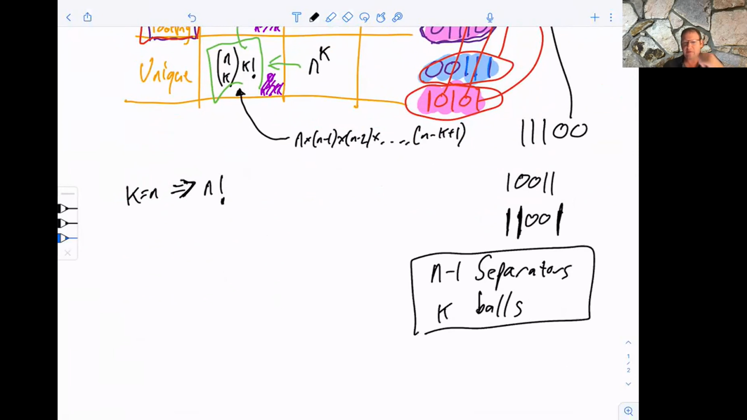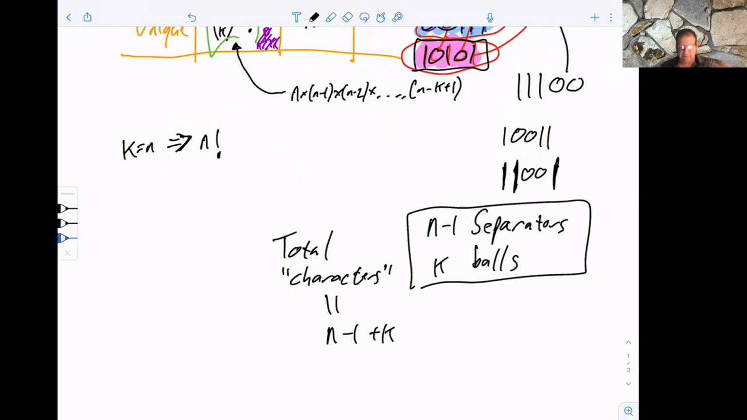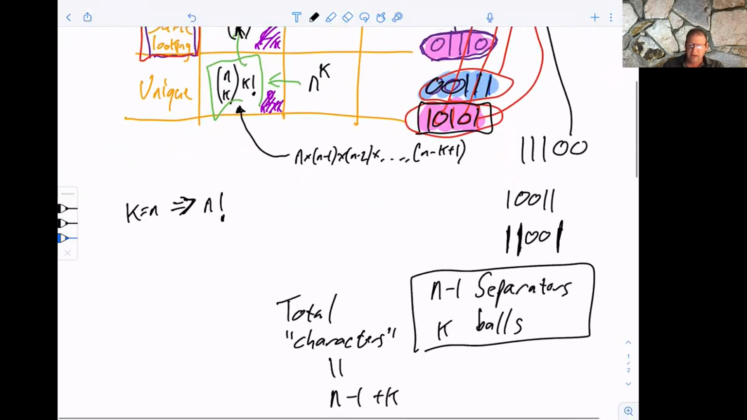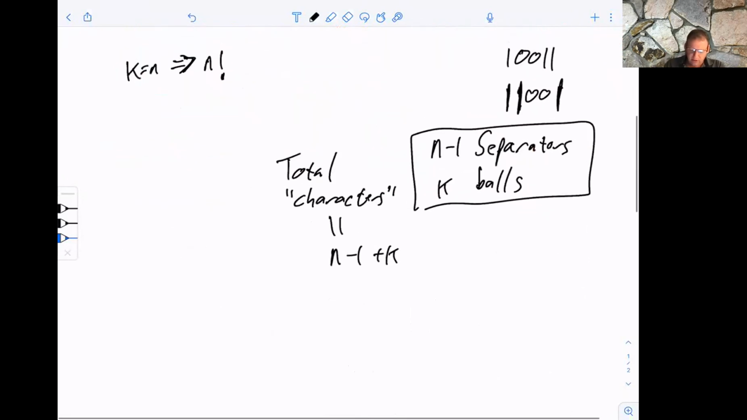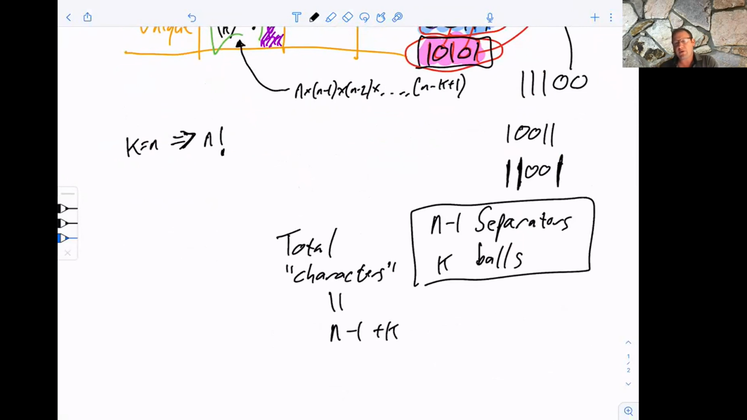Now the point is, we could speak now not about balls into bins, but about an arrangement. Let's call this total characters, which equals n minus 1 plus k. Because each one of these representations had 1, 2, 3, 4, 5 characters: the n minus 1 separators plus the k balls. So that's the total characters. What we need to do now is choose out of these total characters which ones are going to be separators and which ones are going to be balls.